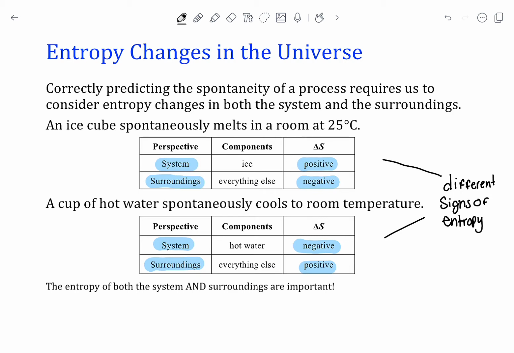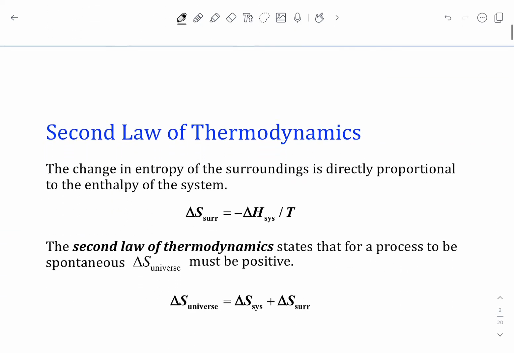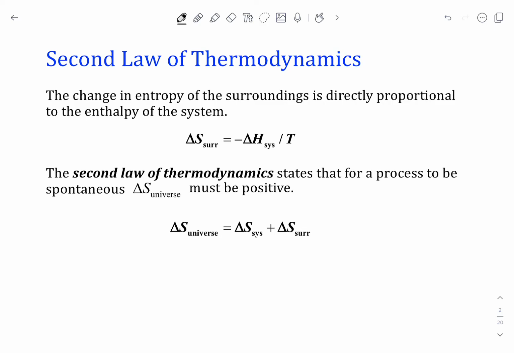So while delta S is a good indicator of a spontaneous process, it's not always going to tell us exactly if something is going to be spontaneous or not. We have to take both the system and the surroundings into account. So that brings us to our second law of thermodynamics.